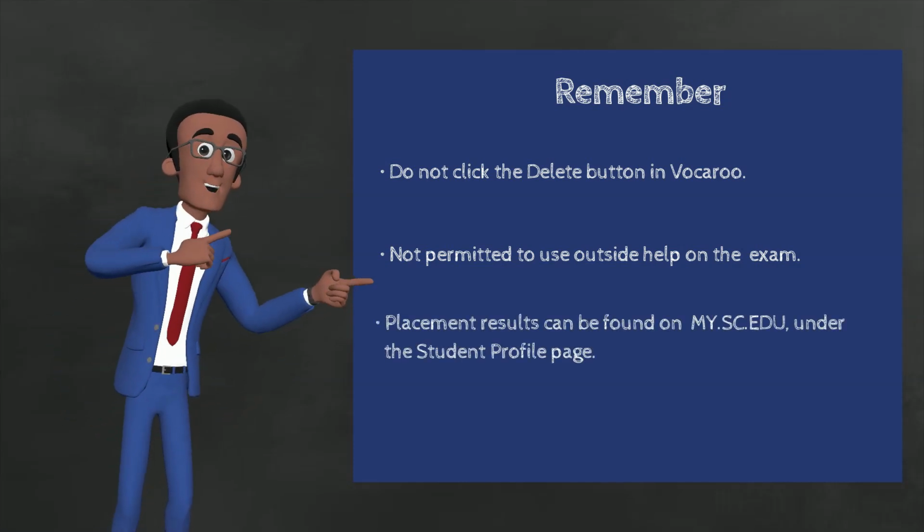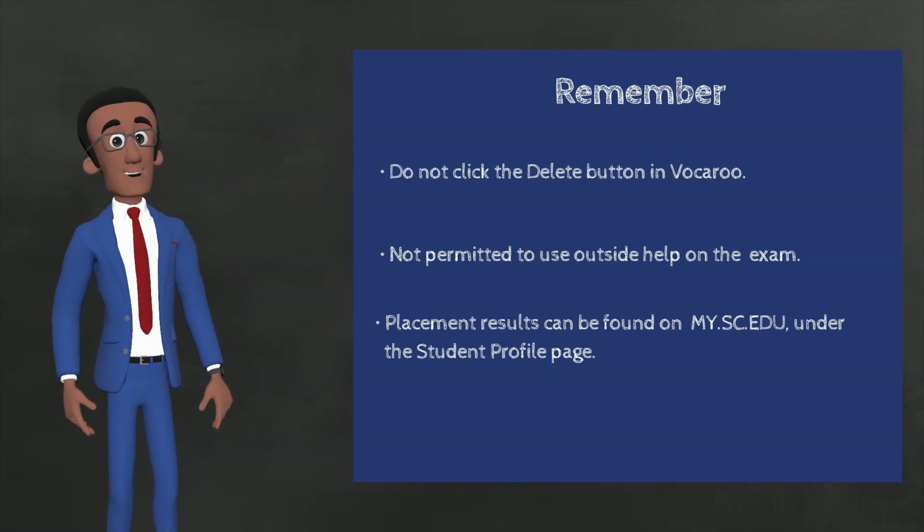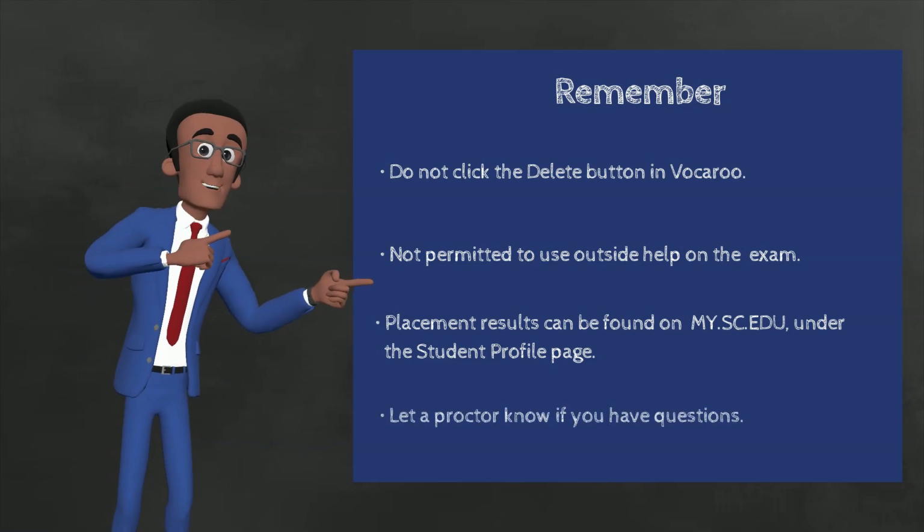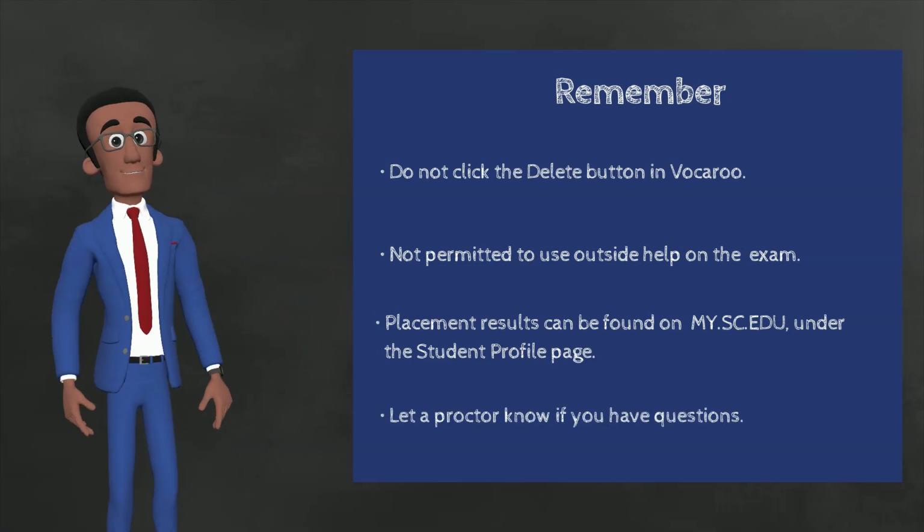Once your exam has been assessed, you can find your results on the Student Profile page on Self-Service Carolina. There's a testing tab on the left-hand side of that page where you can find all scores associated with your academic record. Finally, if you have any questions while taking this exam or immediately afterwards, please speak with one of our proctors.